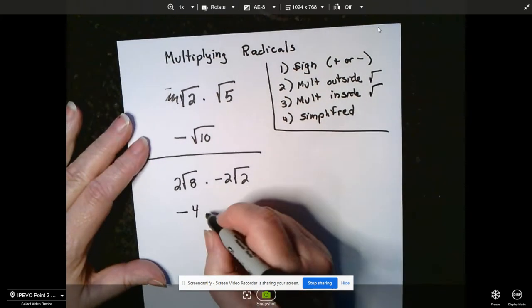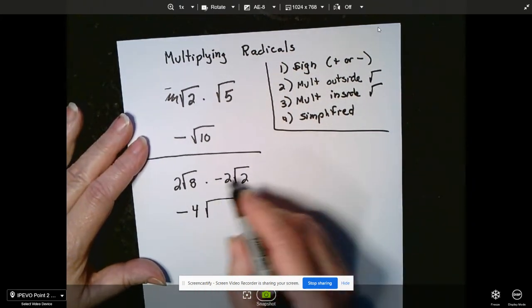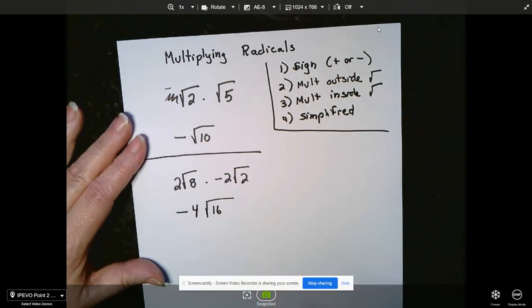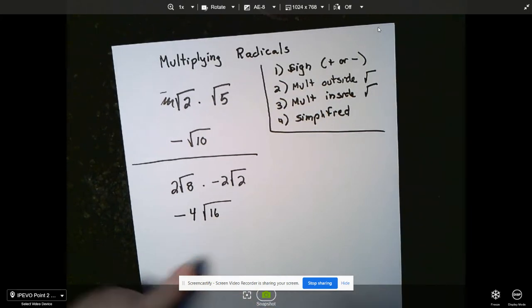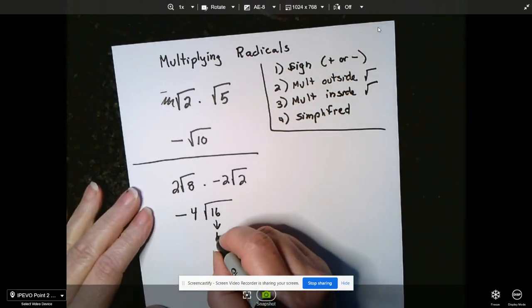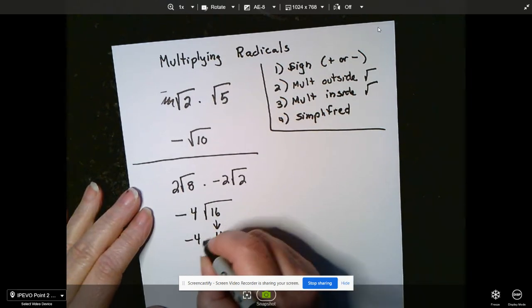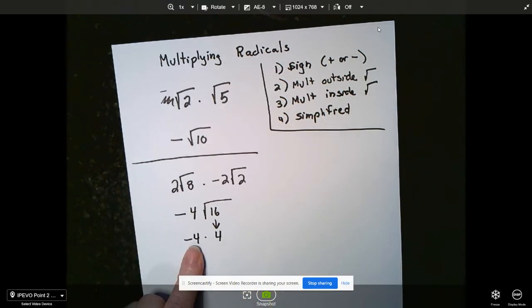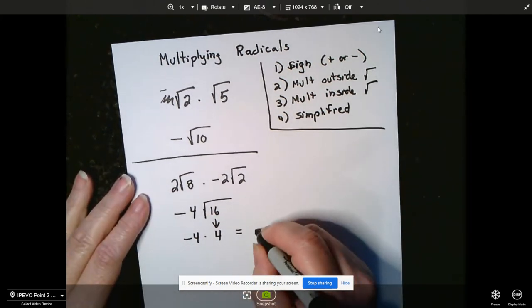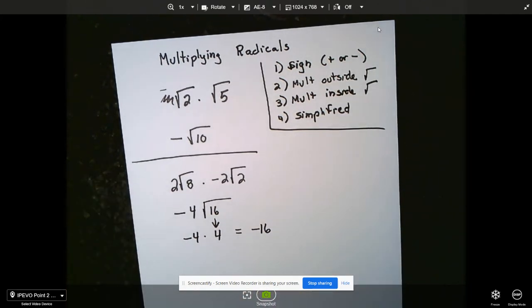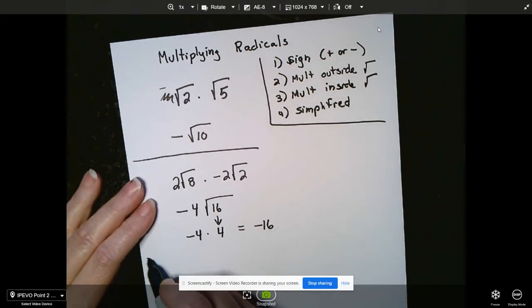I'm going to multiply the numbers inside the radical. 8 times 2 is 16. And now I have to say, can I simplify this radical? Well, I know the square root of 16 evaluates to 4. So I know that that's really 4. So what I really have now is negative 4, just bringing this down, negative 4 times 4. So my answer is going to be negative 16. Let's take a look at another one.